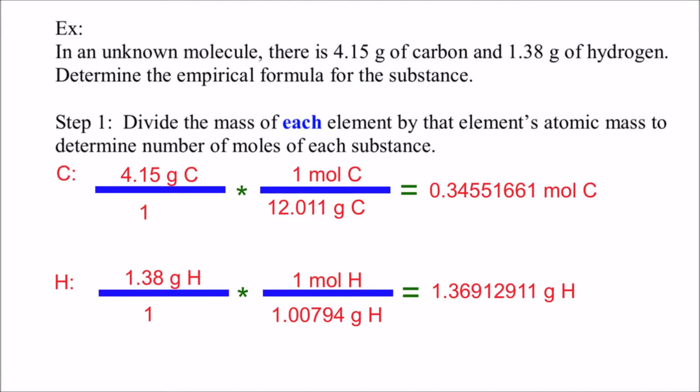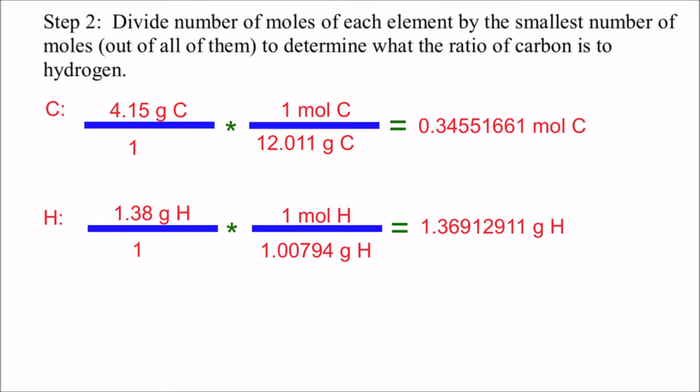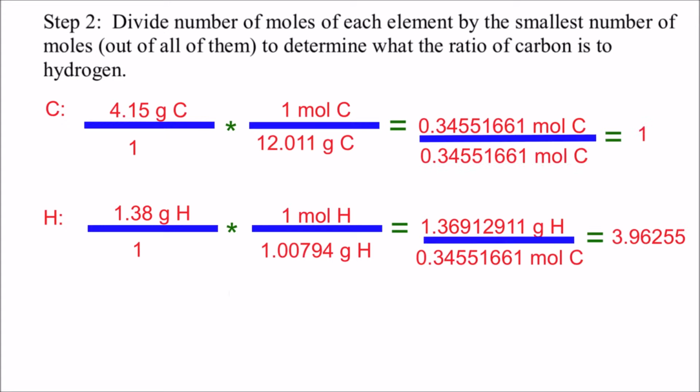Okay, now let's look at step 2. Step 2 says that we divide the number of moles, that's these right here, by the smallest number of moles out of everything in order to determine what the ratio is of carbon to hydrogen. In other words, what their subscripts are. Okay, so looking at this number versus that number, we can see that carbon has the smallest number of moles. So we're going to divide everything by carbon's number of moles. When you divide a number by itself, you obviously get 1. And when we divide hydrogen's number of moles by carbon's number of moles, we get this number.